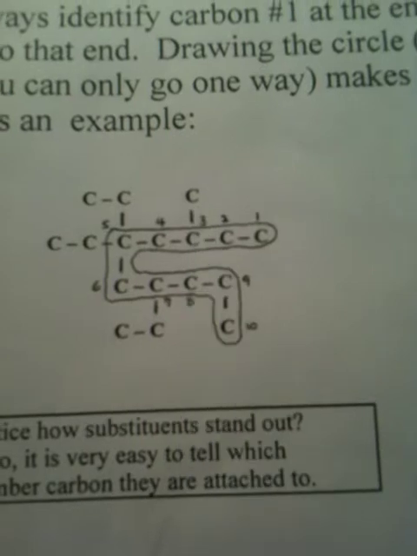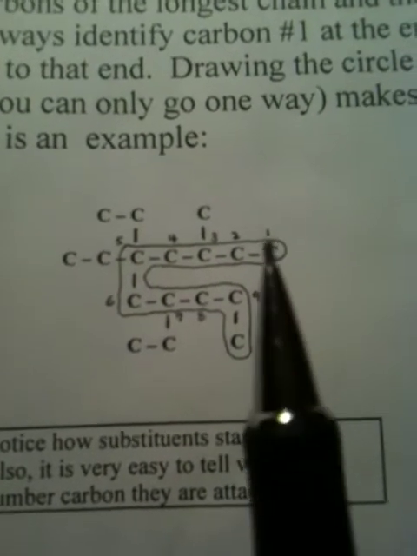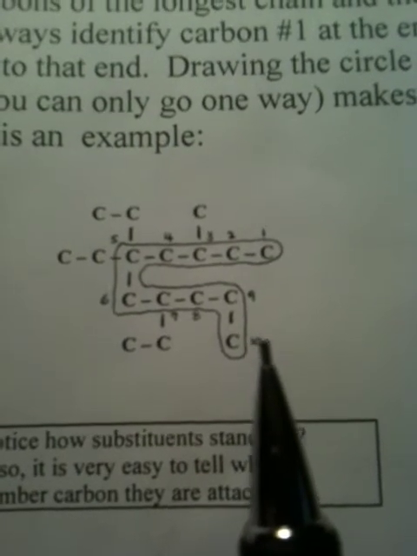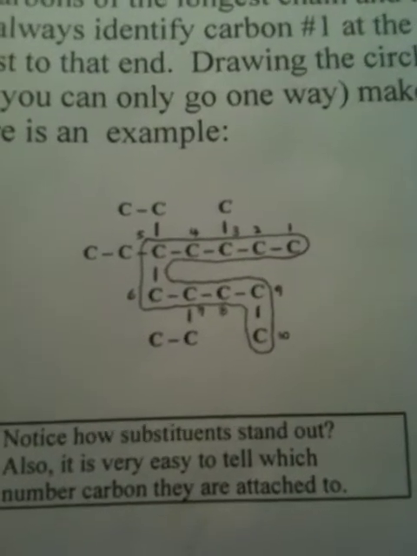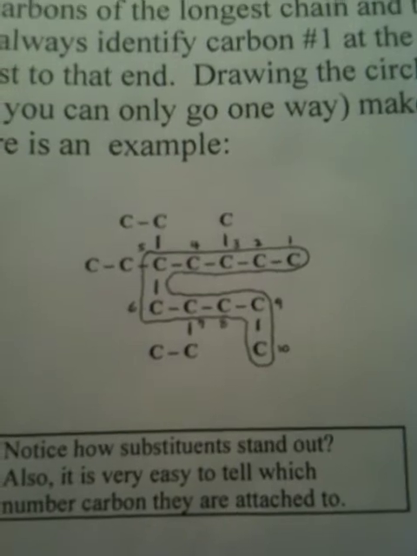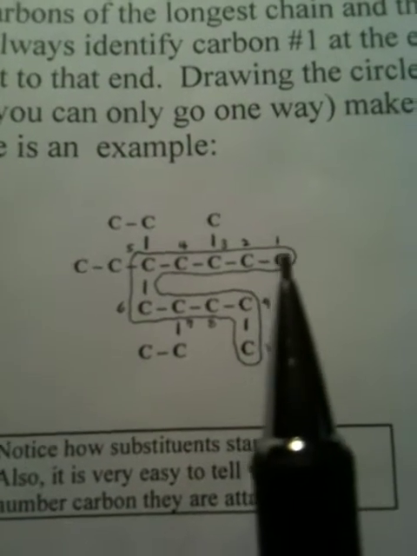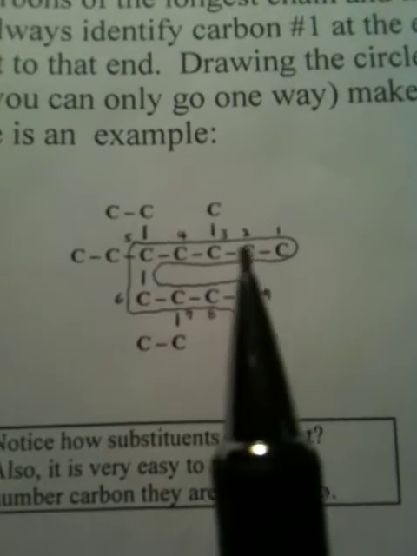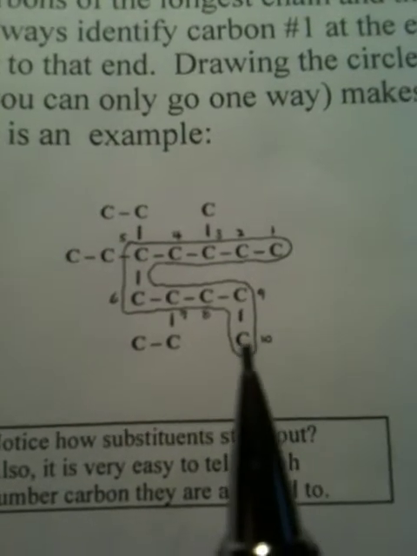Now we want to look at it and ask, why do we number this as number 1 and not use this as number 1? Well, there's a real good reason. We look at the substituents stuck on the main chain and see which end of this chain has a substituent closest to the end. So I go 1, 2, 3 to get to this one. When I come from this end, I go 1, 2, 3, 4.